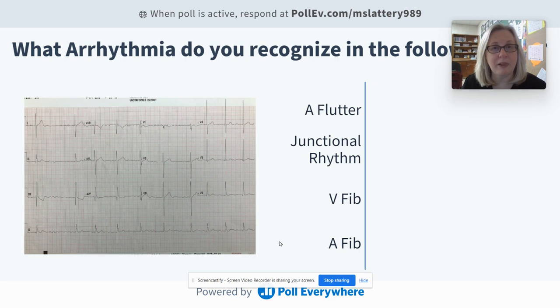Take a look at the rhythm strip at the bottom. You're looking for a regular rhythm or irregular, and once you've determined that, look for the regular PQRSTs, if there's any F waves, if there's any ST depression, if it's fast, if it's slow. I'm just looking for weird stuff.